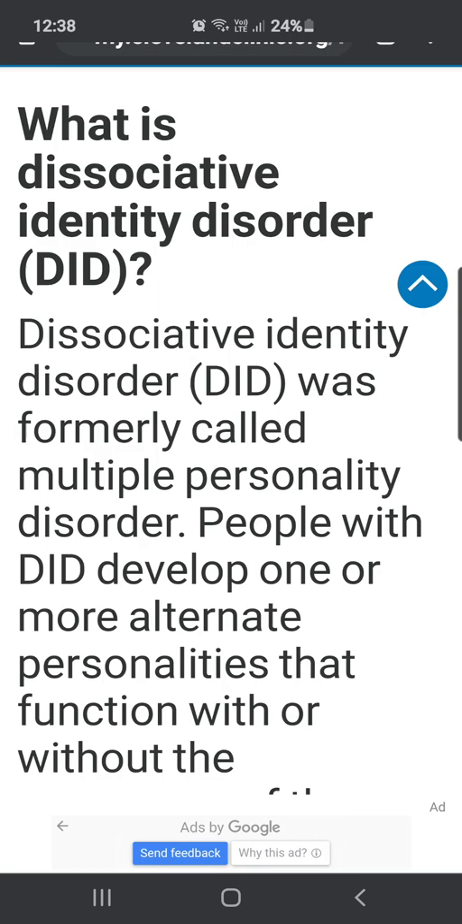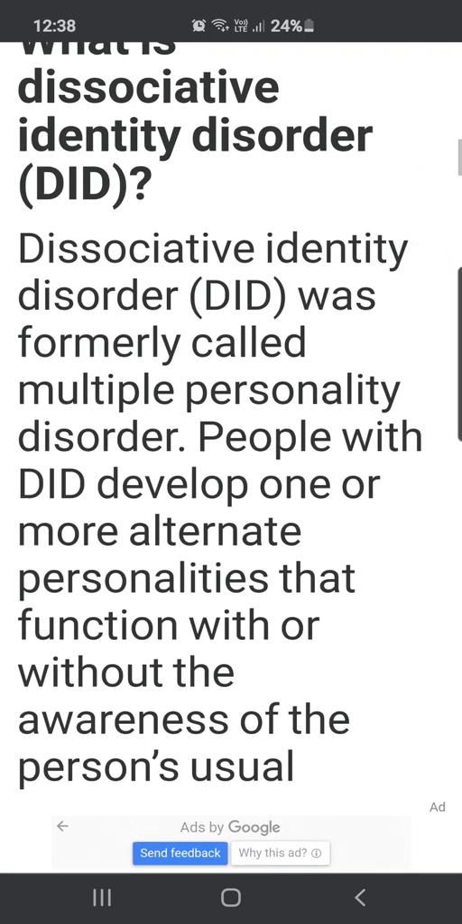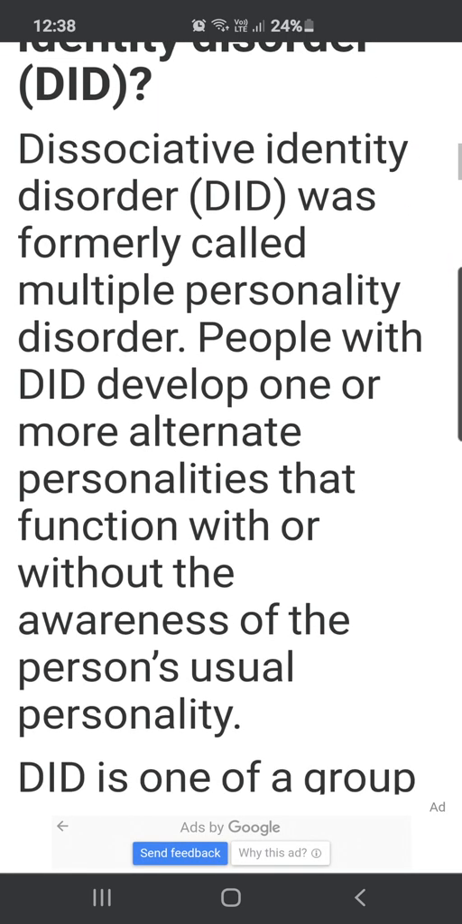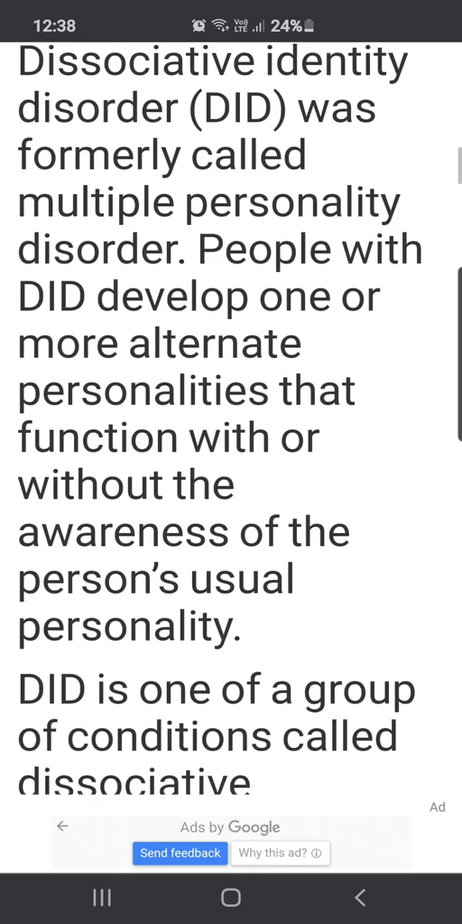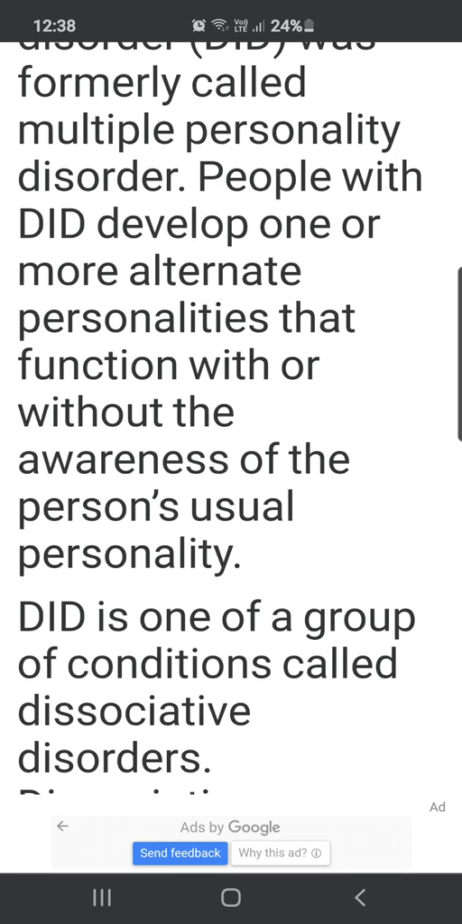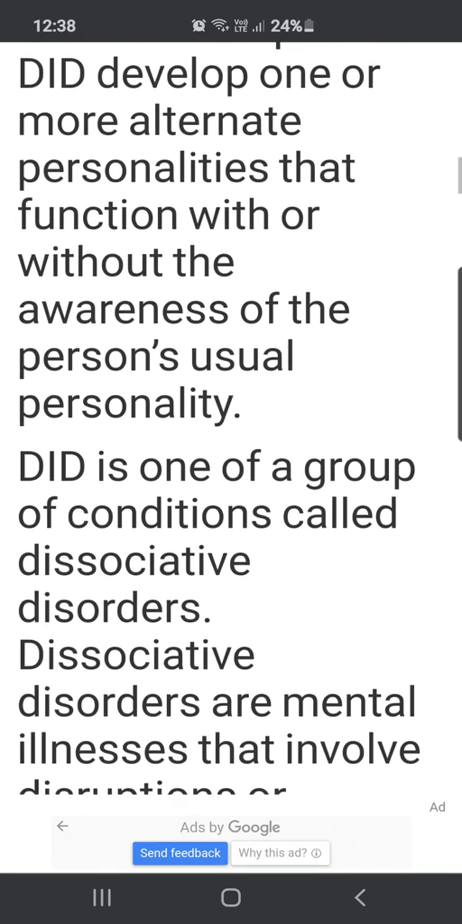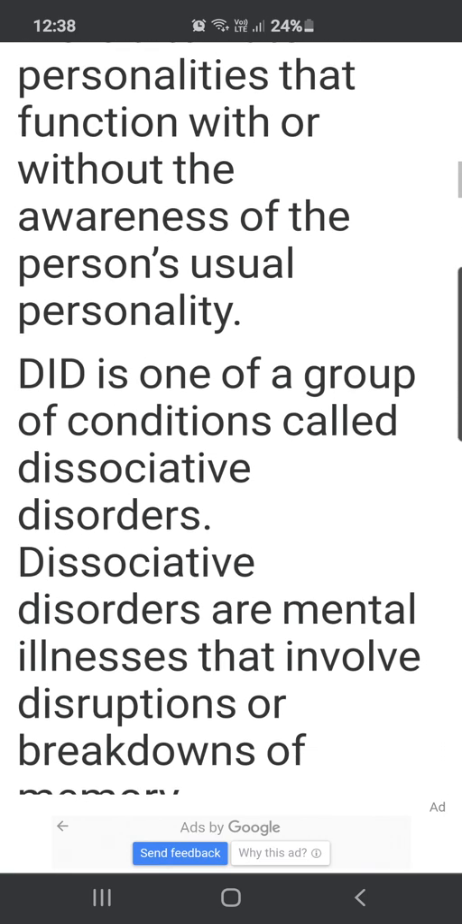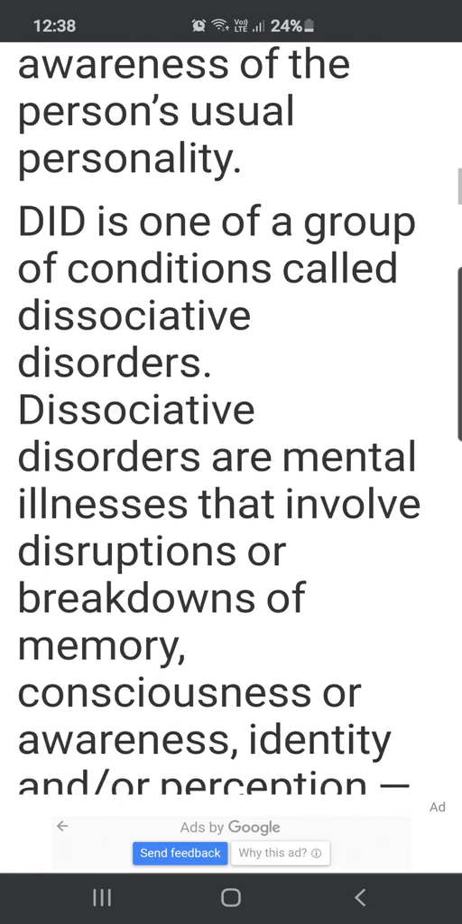Dissociative identity disorder, DID, was formerly called multiple personality disorder. People with DID develop one or more alternate personalities that function with or without awareness of the person's usual personality. DID is one of a group of conditions called dissociative disorders.